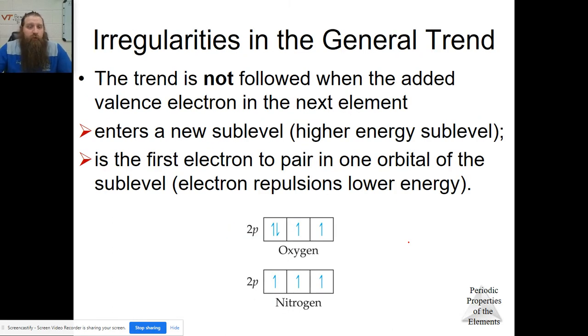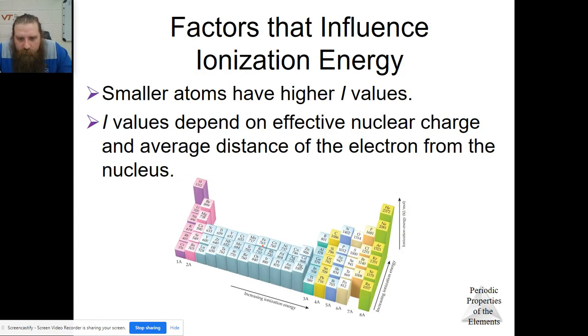There are some irregularities in this. If you look at the orbital diagram, this is going to lead to some problems. If you're trying to understand the irregularities, let me see if I can find one here. So this was the irregularity that we're talking about.